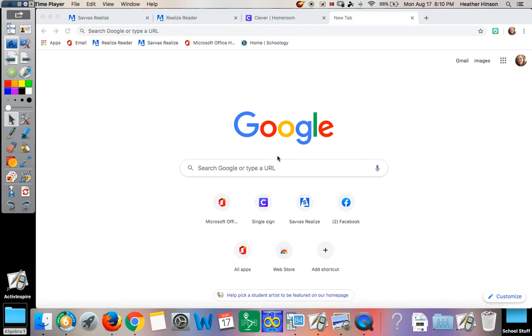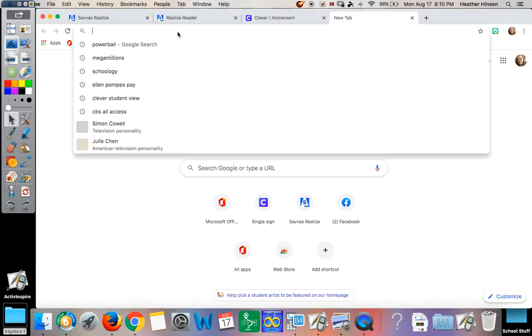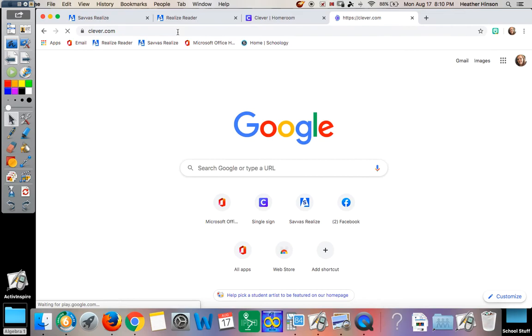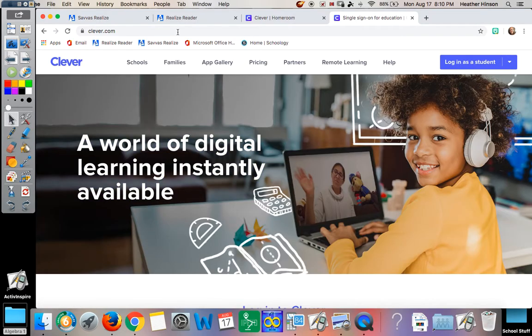How we're going to get to our book is we're going to go to clever.com. If you haven't been to it yet, this is your single sign-on portal for everything we're going to do. You can get to Schoology from there. You can get to Pearson, which is our textbook. You can get to everything.